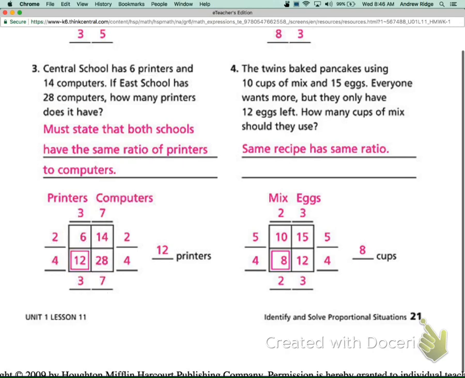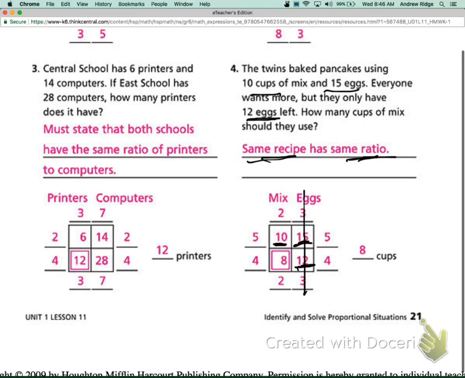All right, the twins bake pancakes using 10 cups of mix and 15 eggs. Everyone wants more, but they only have 12 eggs left. How many cups of mix should they use? Every recipe is going to have the same ratio, or otherwise it's going to end up tasting different. So, if it's the same ratio, it's a proportion problem. So we've got the 10 of mix to the 15 eggs. Now we've got the 12 eggs right underneath, so that lines up.